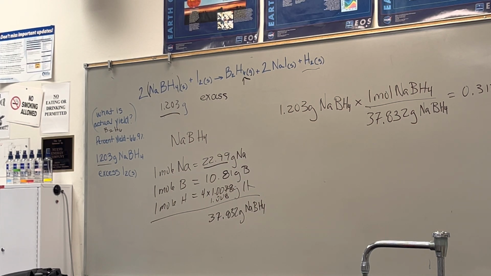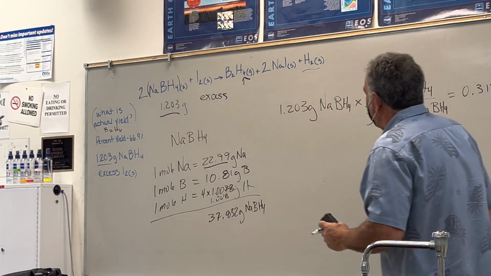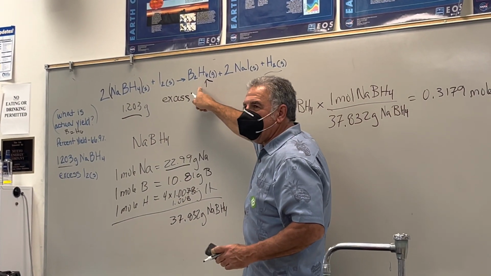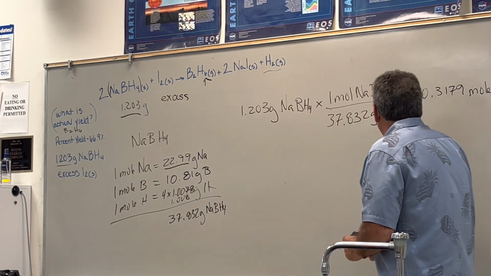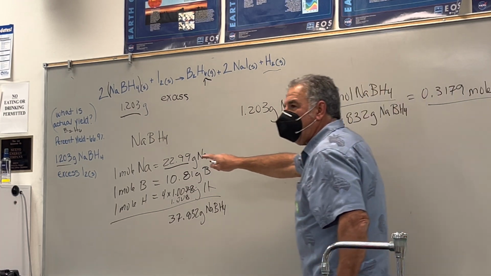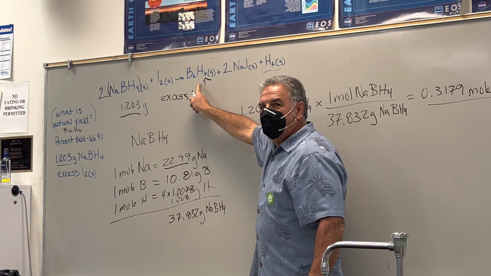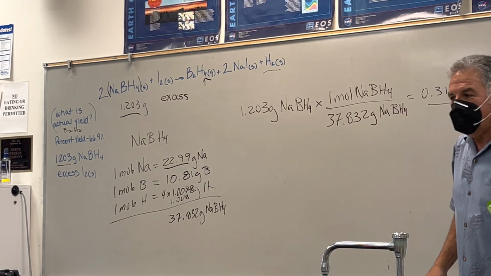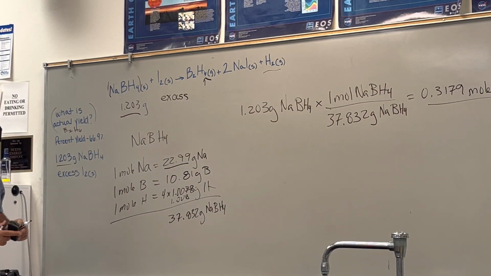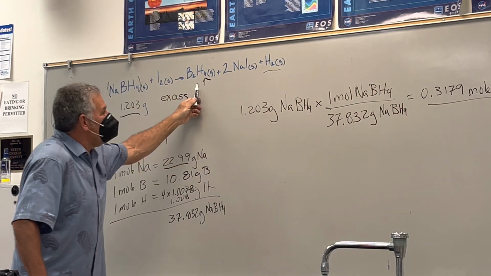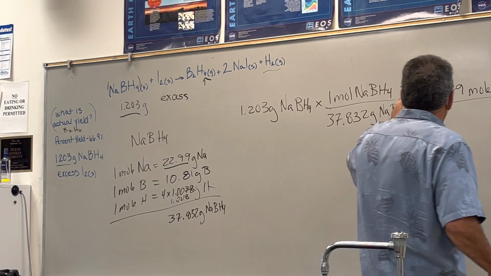Oops, I'm getting sloppy now. All right, so we got 2 here, 1 here. How many moles is it possible to make of this? 0.03179. Is it 1 to 1? Oh no, it's 2 to 1. So I can only make half as many of these. Can you explain that? That's where the 2 comes in. If this 2 wasn't here, it would be 1 to 1, and I would be able to make 0.03179 moles.